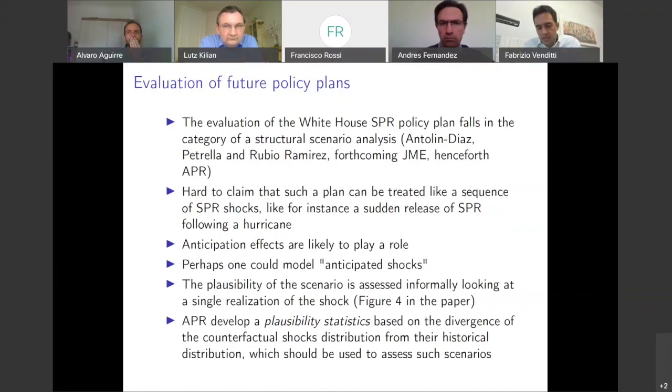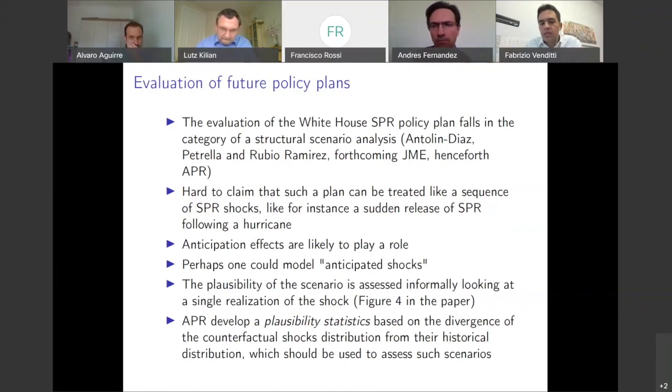I think the figures in the paper are pretty uncontroversial, in the sense that the sequence of counterfactual shocks that they need to build up this scenario are really small. So they don't seem to be a problem in the sense of the Lucas critique. But there's also another way to do this more formally.